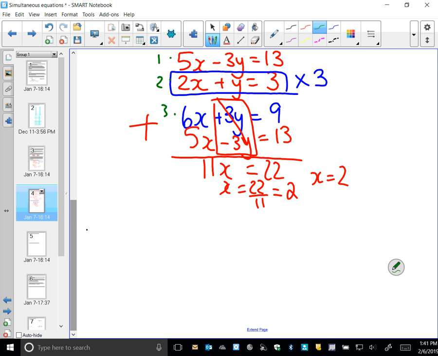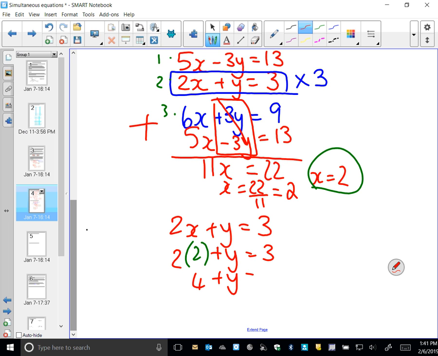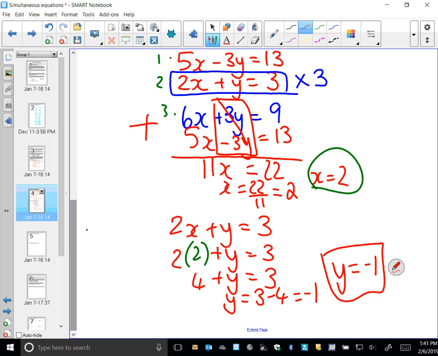So I will have 2x plus y equals 3. So 2 lots of 2 plus y equals 3. 4 plus y is 3. y is 3 subtract 4. So y is equal to negative 1. Forgot to put that sign right here because they get annoyed at you.